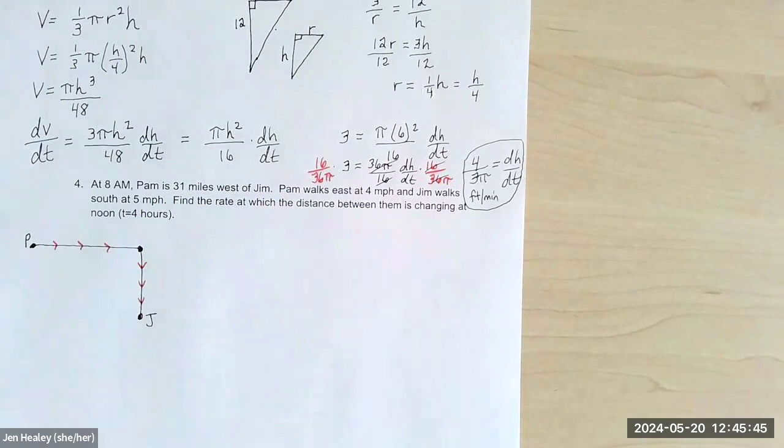Find the rate at which the distance between them is changing at noon. So we started at 8 a.m. and so noon is 4 hours later. So we'll use t is equal to 4 in this problem. Which way is east again? East is over here, and, sorry, west is over here, he's moving east. Pam's here, she's moving east.